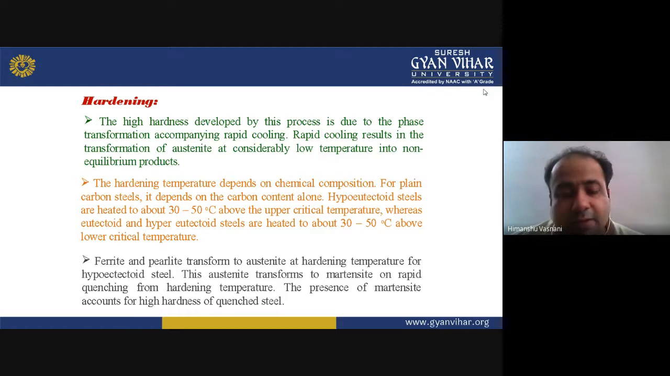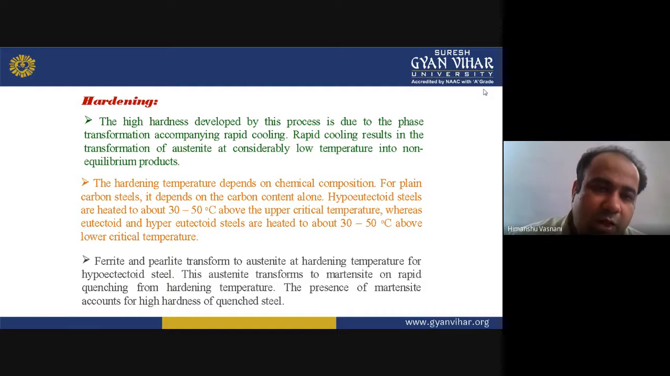The hardening temperature depends on chemical composition. For plain carbon steels, it depends on the carbon content alone. Hypoeutectoid steels are heated to about 30 to 50 degrees centigrade above the upper critical temperature, which we have discussed previously, whereas eutectoid or hypereutectoid steels are heated to about 30 to 50 degrees above the lower critical temperature. The ferrite and pearlite transform to austenite at hardening temperatures for hypoeutectoid steels, and this austenite transforms to martensite on rapid quenching from hardening temperature. So the presence of martensite accounts for the high hardness of a quenched steel. This is how hardening works.